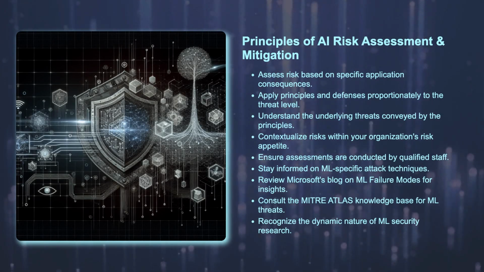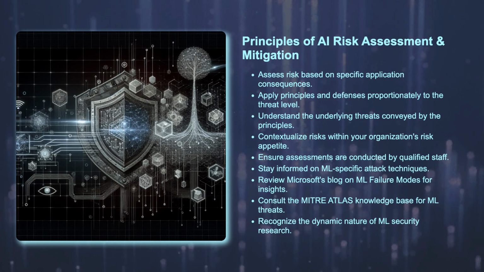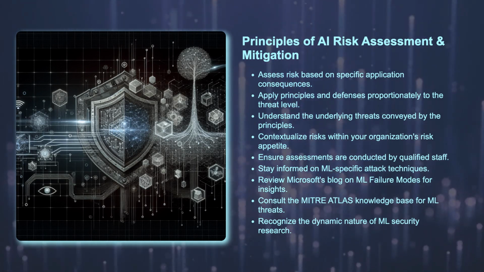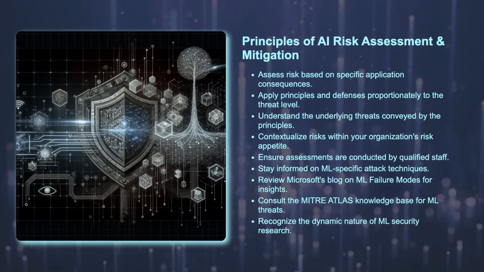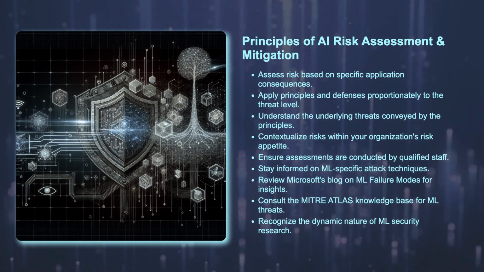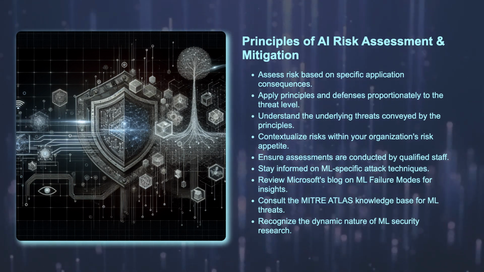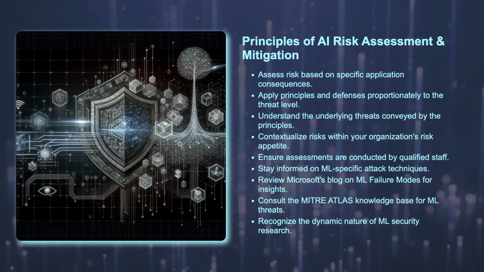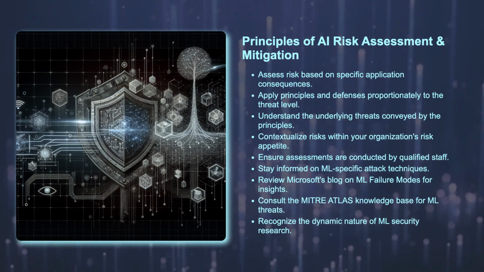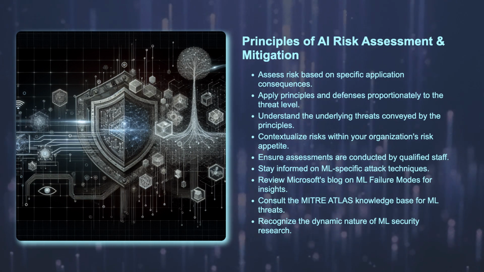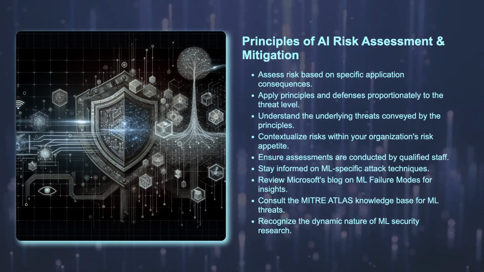Applying the principles. When applying the principles, you should assess the level of risk and consequence of compromise for your specific application, and then apply the principles and corresponding defenses proportionately. The principles are designed to convey the underlying possible threat to the reader. Applying them to a specific context will help you consider risk and mitigation in line with your organization's risk appetite, carried out by suitably qualified and experienced staff in your organization.